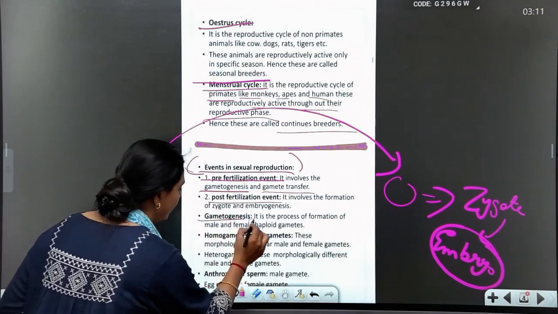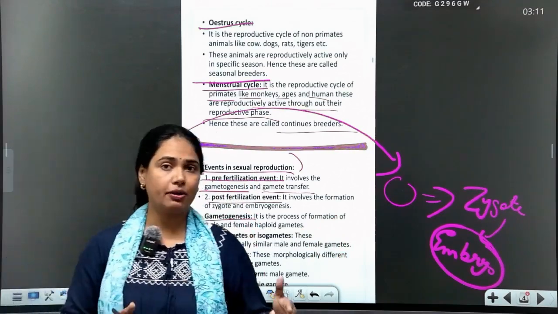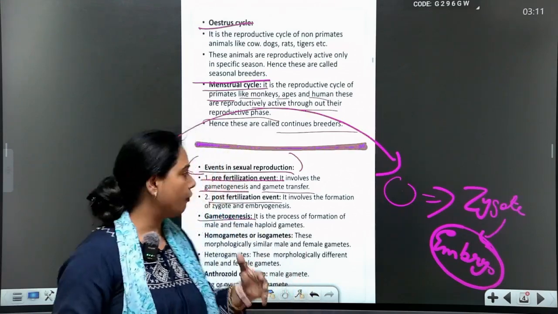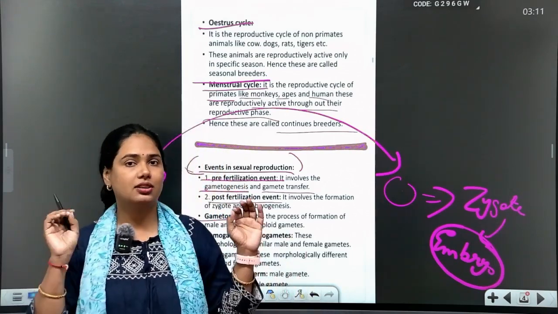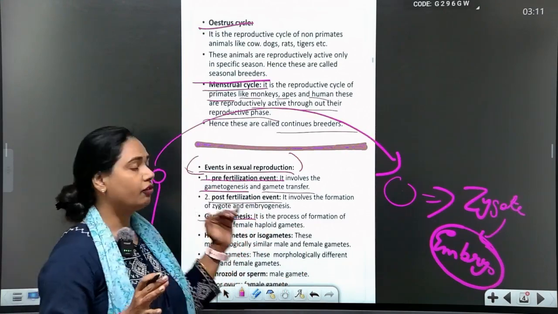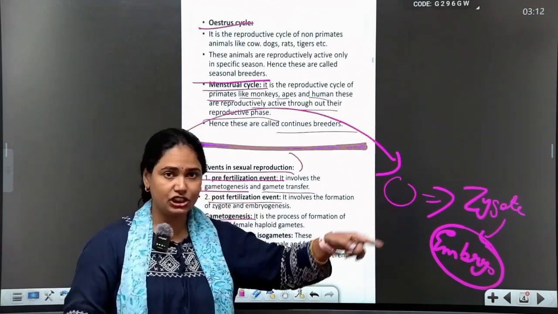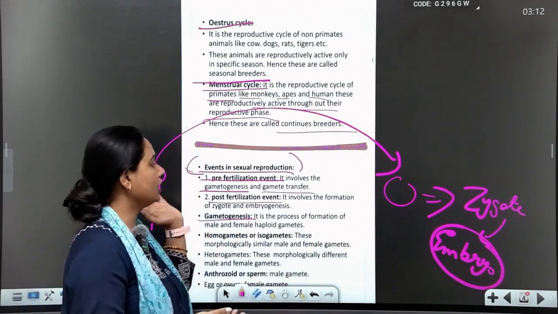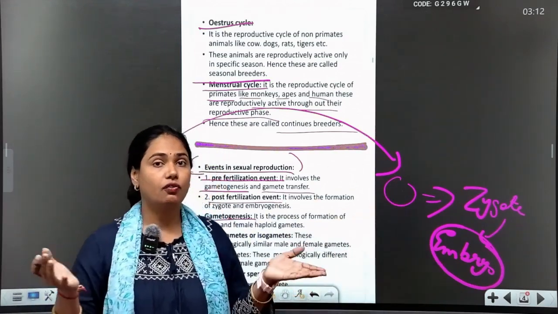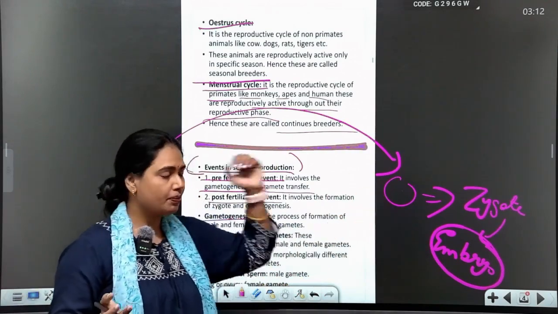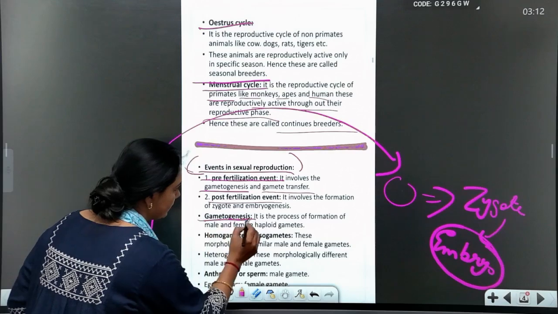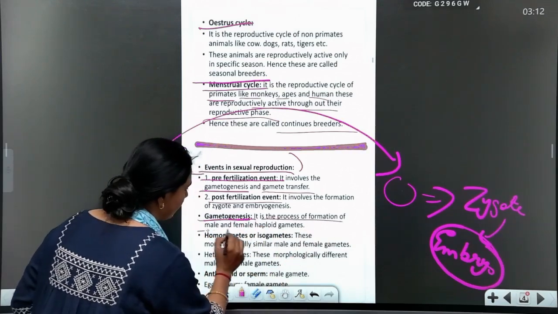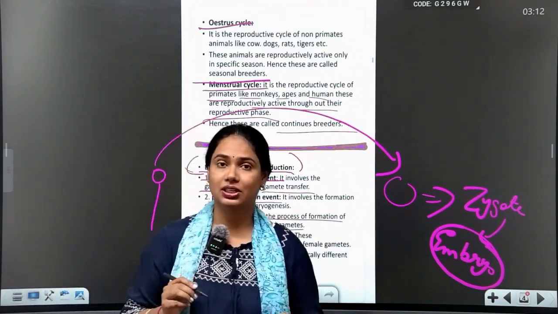Now, I'm telling you one by one the details of the pre-fertilization event, because in the summary I already told you what pre-fertilization is, what fertilization is, what gamete transfer is, and what the post-fertilization event is after fertilization occurs. Now, gametogenesis is the process of formation of male and female gametes, students.